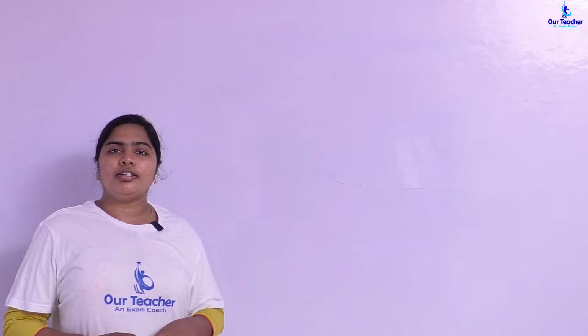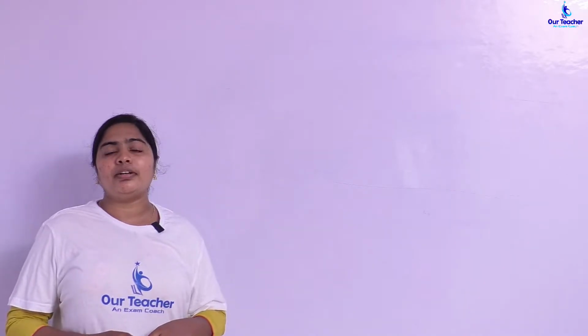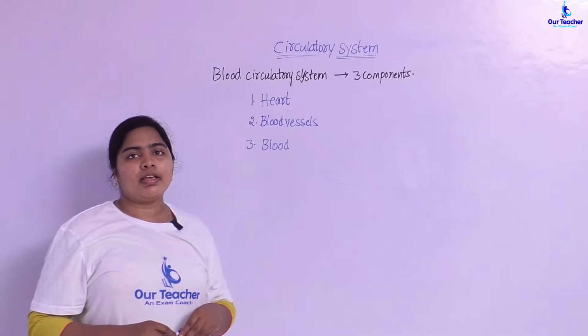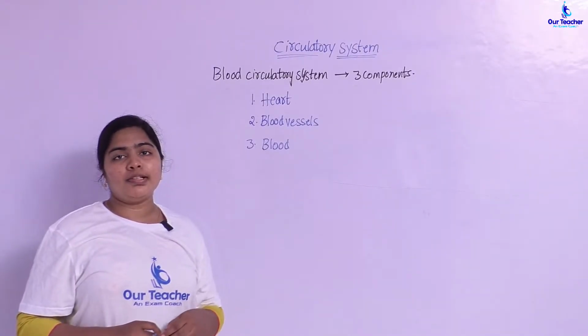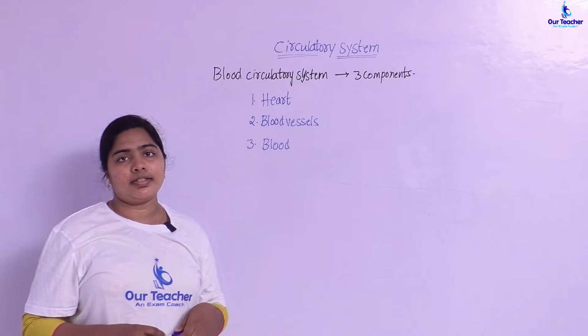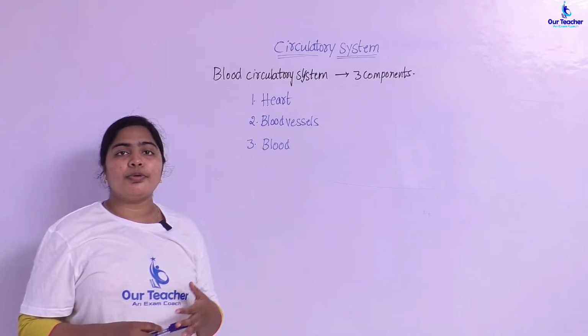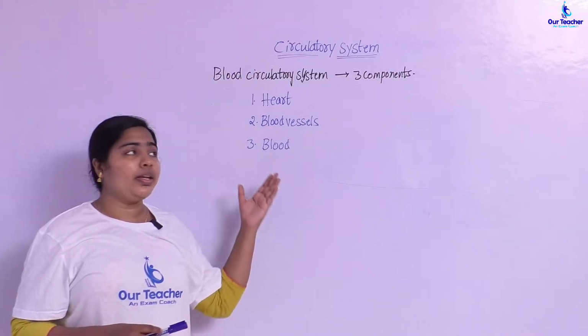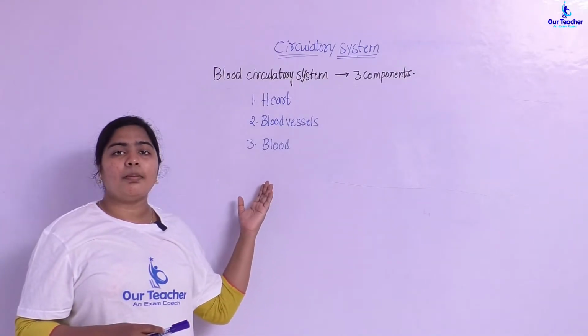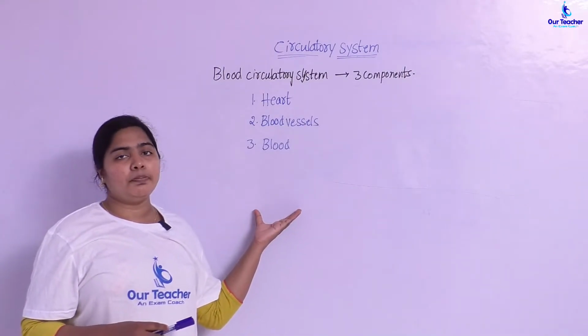Today we are going to learn 10th standard biology, 3rd chapter, the circulatory system, that is nothing but the blood circulatory system. The circulatory system in human beings is a well developed blood circulatory system. In the blood circulatory system, usually there are three components. One is the heart, the second one is blood vessels, and the final one is blood.